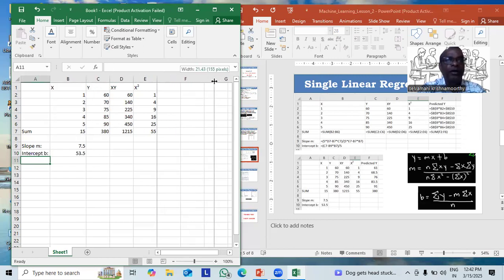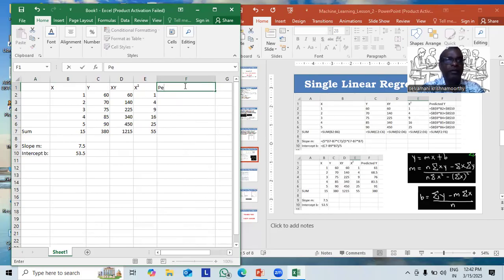Now we need to predict y. Already y is there. These are the exact y, but we need to apply this formula to predict y. That is called the predicted y. What's the formula? y equals mx plus b. Already m is available in $B$9. That is absolute reference. $B$9 multiplied by, okay, x is what? B2.